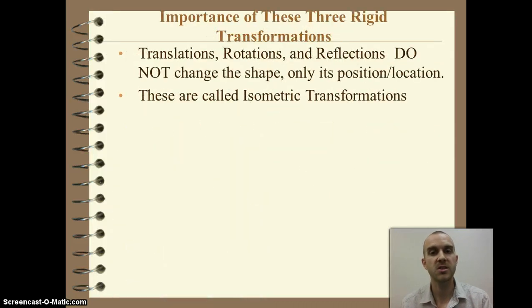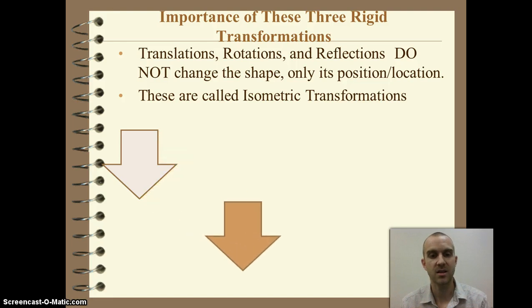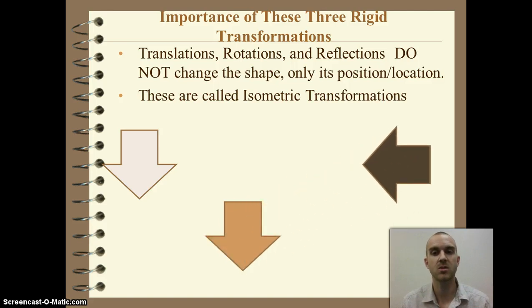Now, our three transformations we just discussed, translations, rotations, and reflections, don't change the shape, only the position and location. So these are called isometric transformations. So if I took this arrow, I could translate it, I can rotate it, and then I can translate it again. It's still congruent to my original arrow. That's what makes it isometric.